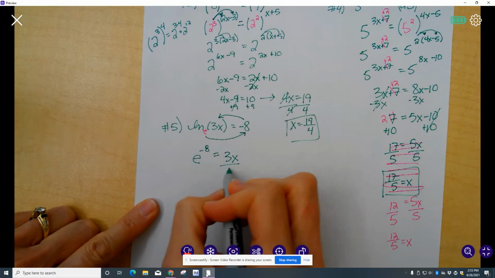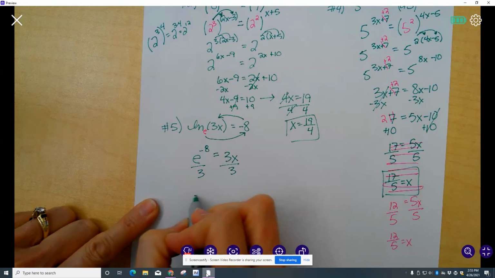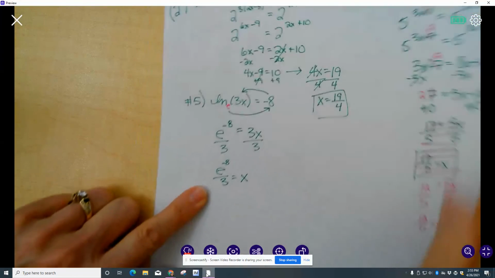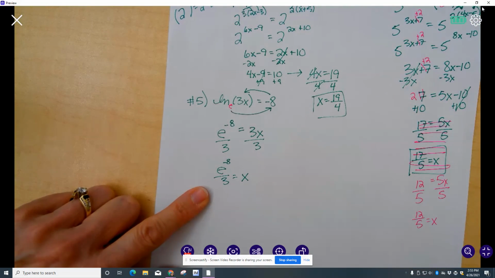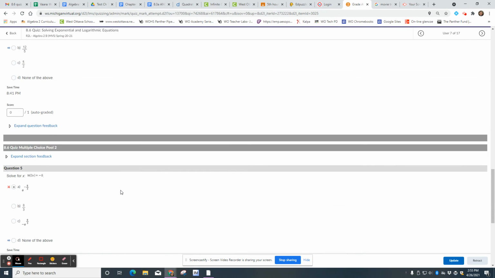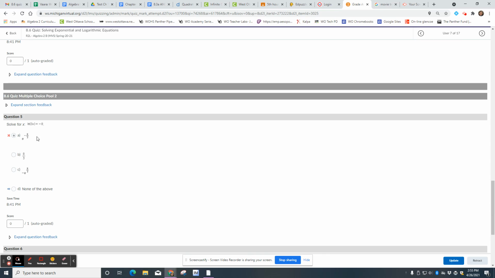If I want x by itself, I'm going to divide both sides by 3. So e to the negative 8 over 3 equals x. This is going to be a decimal. You can put that in your calculator, but let's peek at the answers and see what form they have it in. So they just keep the e, they don't put it in the calculator. So e to the negative 8 divided by 3 is not listed there, so this was actually a none of these.